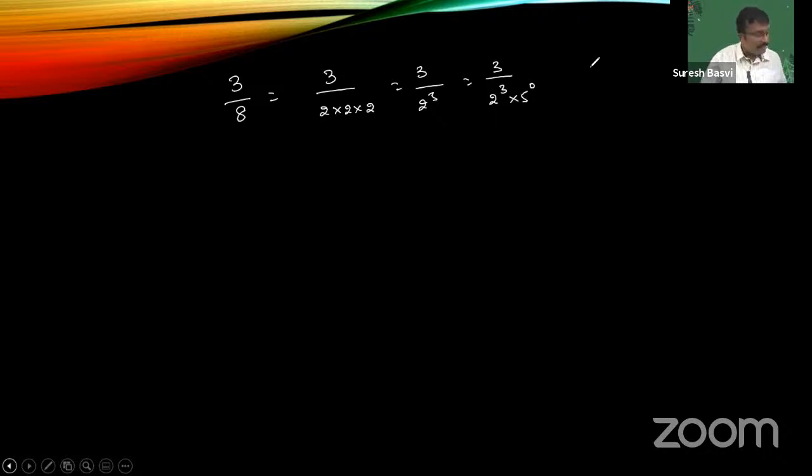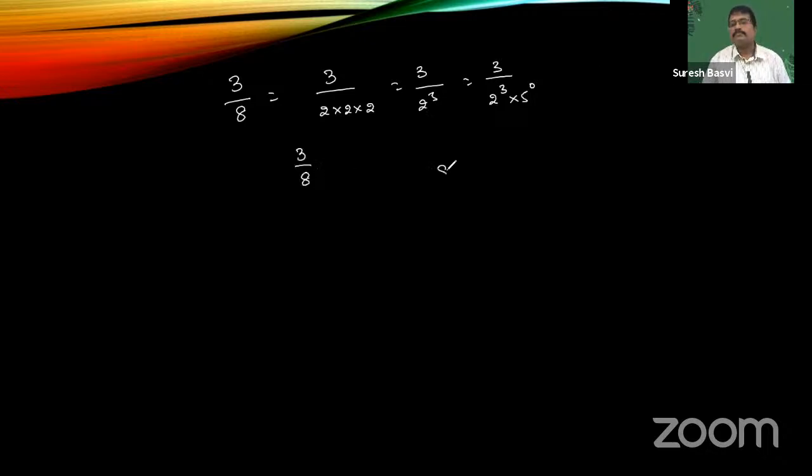3/8. 3/8 is going to be like this. 2 2 is 4, 4 2 is 8. So it is 3 over 2 cubed, which is 3 over 2 cubed into 5 power 0. So it is going to terminate. But well, I want the answer. So that's why I am going to write like this.